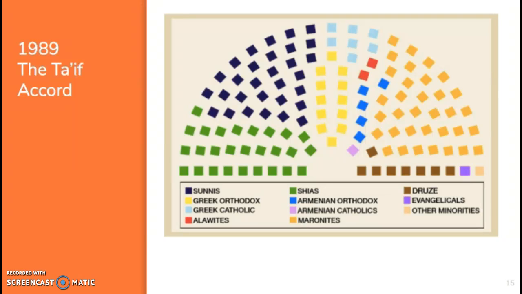It acknowledges the ascendancy of the Shiites and their growth, and reverses some of the issues that the National Pact didn't address.